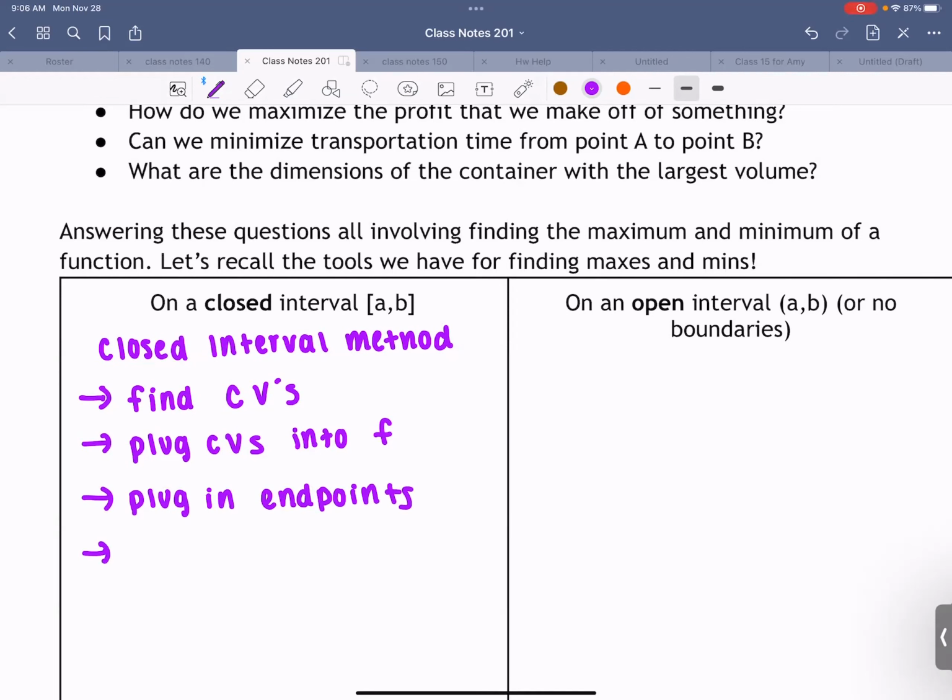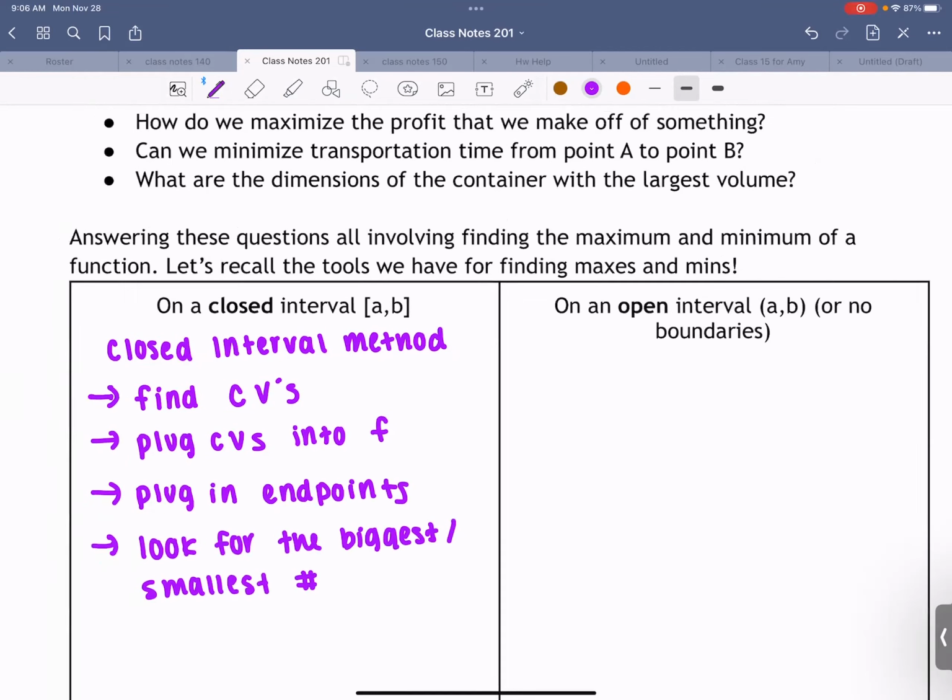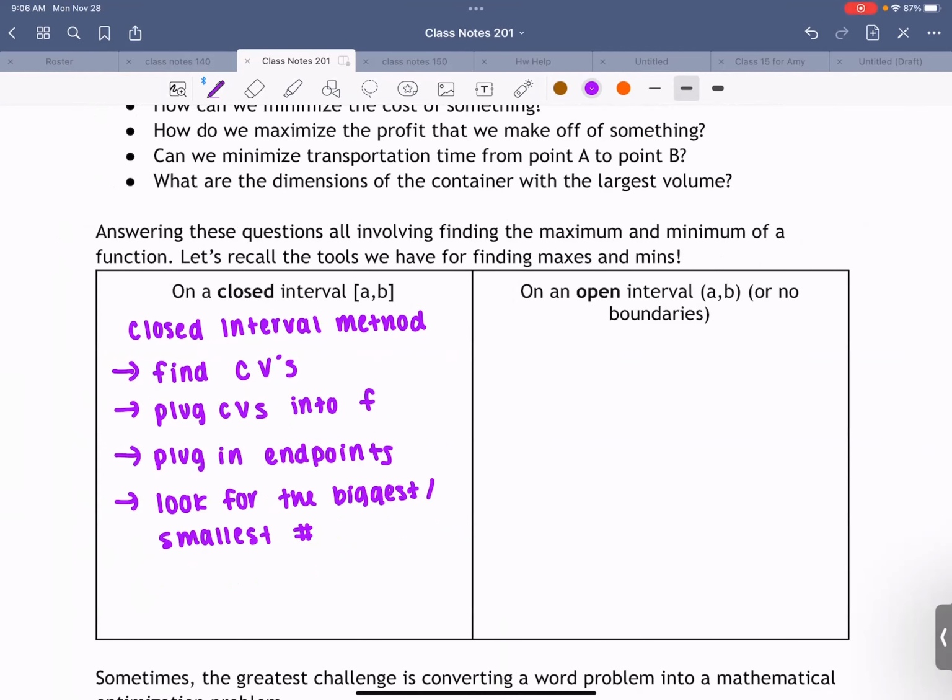And then we basically look for the highest and lowest out of all the numbers that we plug in, right? So we look for the biggest and the smallest number. Okay. Now, what does the closed interval give us? Does it give us the absolute max or min, or does it give us the relative max or min? It's absolute. It's the absolute max, right? It's literally like the highest point and the lowest point on the graph. So this gives us the absolute max and min.